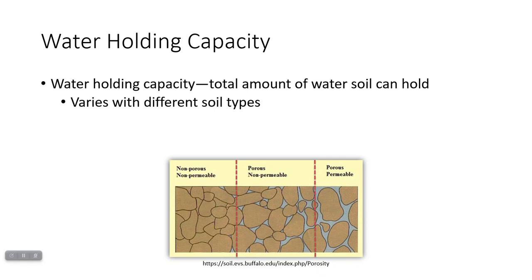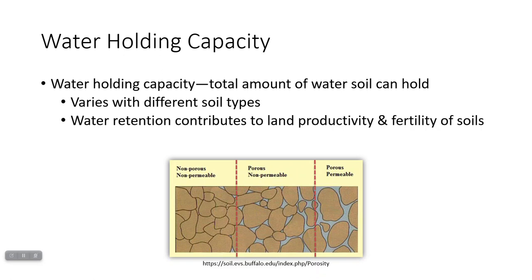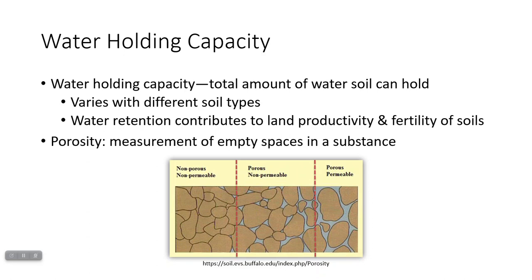It depends on different soil types, which we're going to talk about as we go through this lesson. And water retention is important because soil that can retain water is going to be more productive and is probably going to be more fertile because it's not as dependent on recent precipitation in order to be able to support plants. Water holding capacity is dependent on a couple of things, one of which is porosity, which measures how many empty spaces there are in a substance.